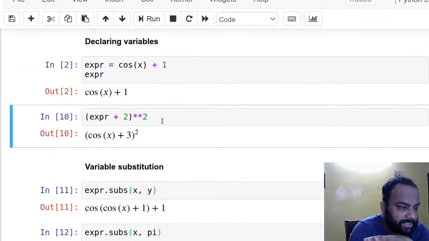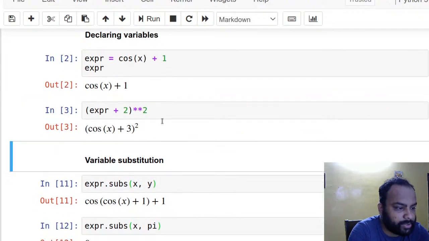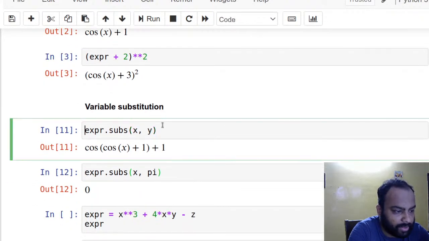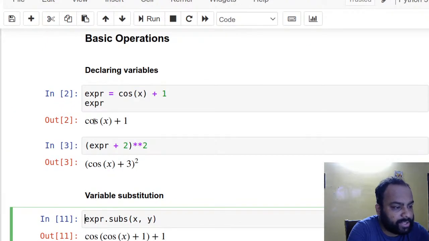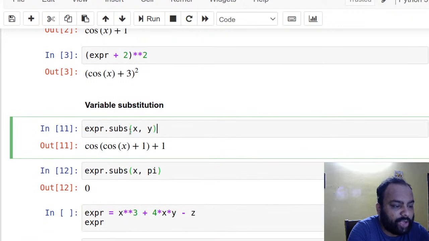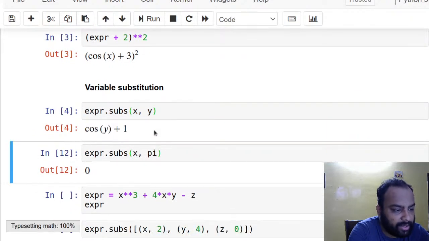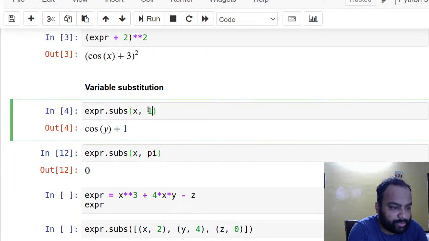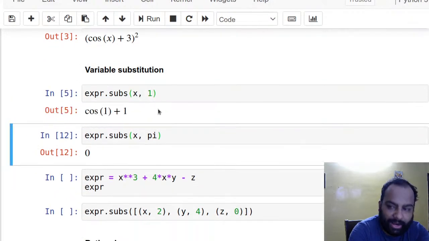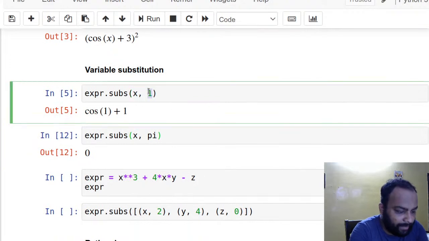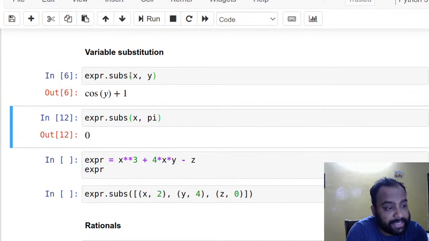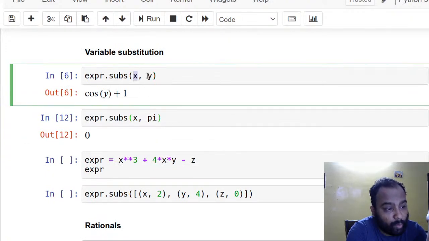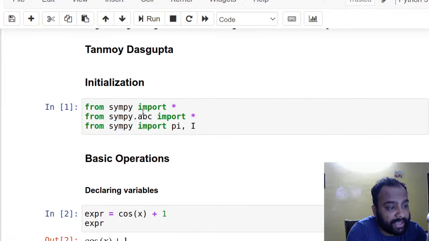So this was our expression, and if I add something and make a whole square, it appears like that, no problems, right? Now this was cosine x plus 1. If I substitute x with y, this essentially becomes cosine y plus 1. If I substitute it with 1, then it becomes cosine 1 plus 1, right? But remember that x, y, all these are symbolic variables.